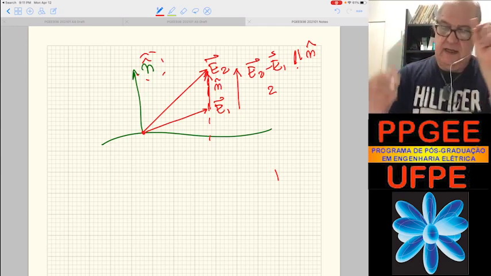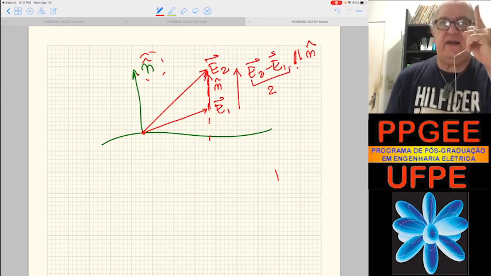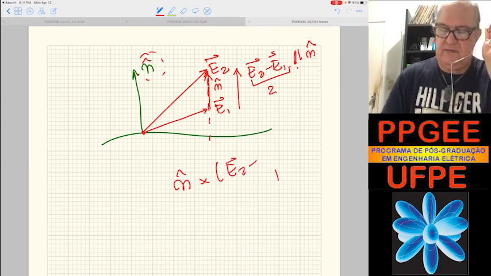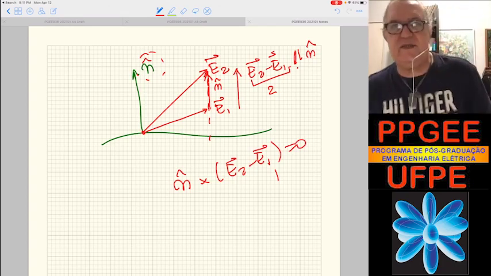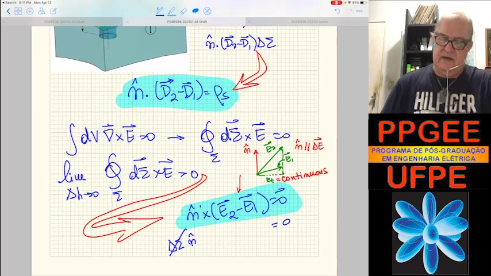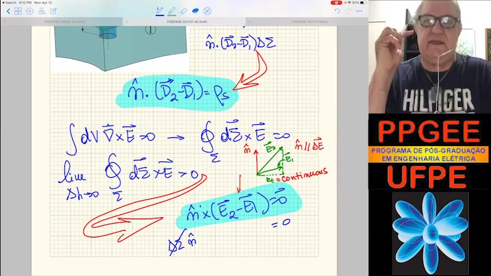So if E2 minus E1 is truly parallel to n, then you have the cross product n cross (E2 minus E1) equals 0, because this difference vector is parallel to n. Parallel vectors have 0 cross product. So that's the second boundary condition we get, which is this one. This implies that the tangential component of the field is continuous.